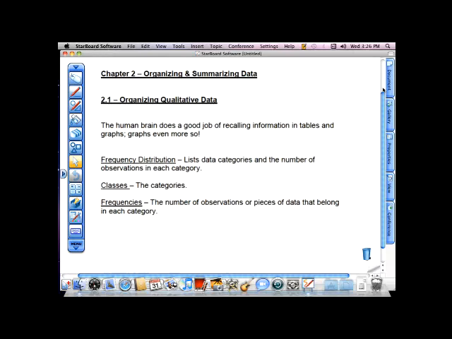So first off, let's define a frequency distribution. A frequency distribution is categories and the number of observations in each category. Note here in 2.1, we are talking just qualitative data. So remember, that's non-numeric data. In a frequency distribution in the qualitative case, the categories are some kind of qualitative variable, and then you also have the number of observations in each category. Those categories are called classes, and the number of observations in the categories are called frequencies. Okay, let's do an example.